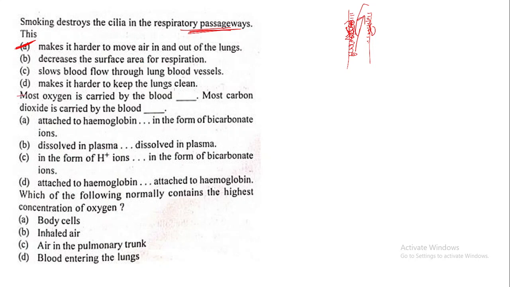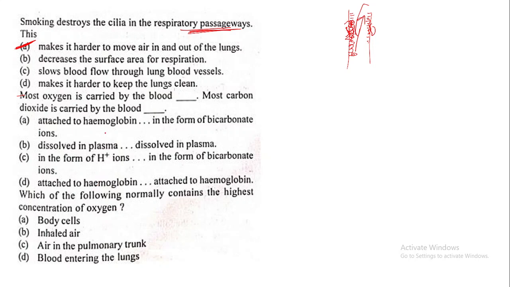Most oxygen is carried by the blood dash. Most carbon dioxide is carried by the blood dash. Okay, so we'll just see the first part first. Most oxygen is carried by the blood attached to the hemoglobin, or dissolved in plasma, or in the form of H plus ions. Or attached to hemoglobin.